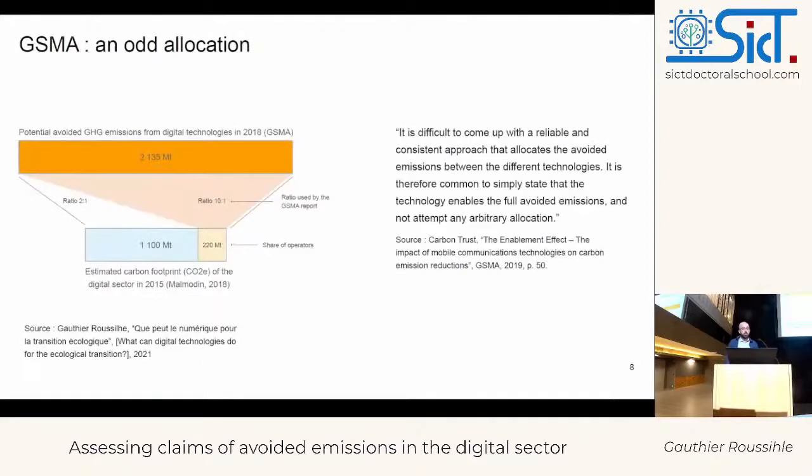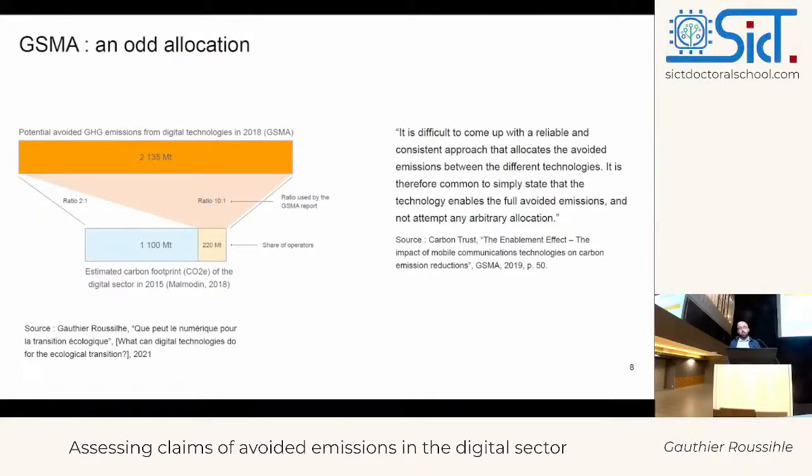For GSMA, I just put this slide because it's a weird one, and it has to be understood. The 1-to-10 ratio comes from a very weird allocation from the report. Basically, they're just comparing the footprint of operators, but reclaiming all the avoided emission that can be caused by the ICT sector. So basically, they're showing the least to reclaim the biggest.